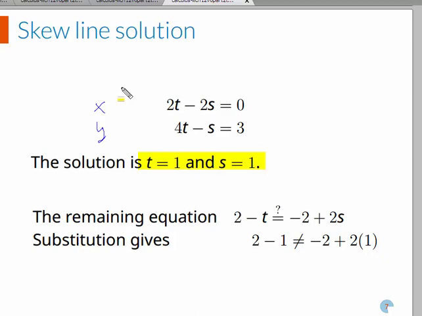Well, what happens now is that we take these values of s and t and put them in the remaining equation. This is the one for z. And when you put 1 in here, you get, of course, that these aren't equal, because the lines are skew. So that's the procedure. We're going to do the same procedure again for the case where the lines intersect. We'll use the same R1, but a different R2 in the next example.